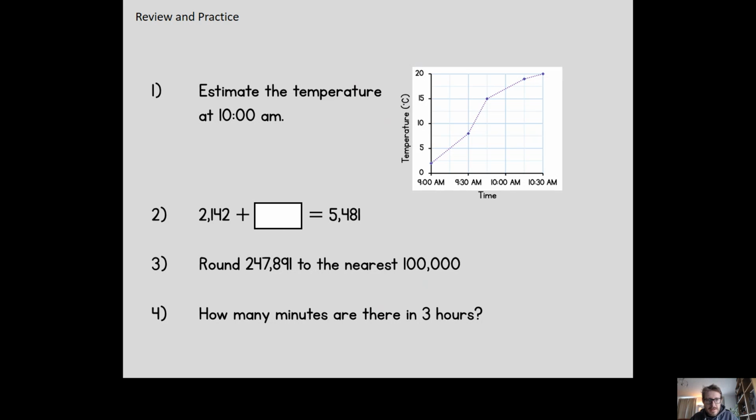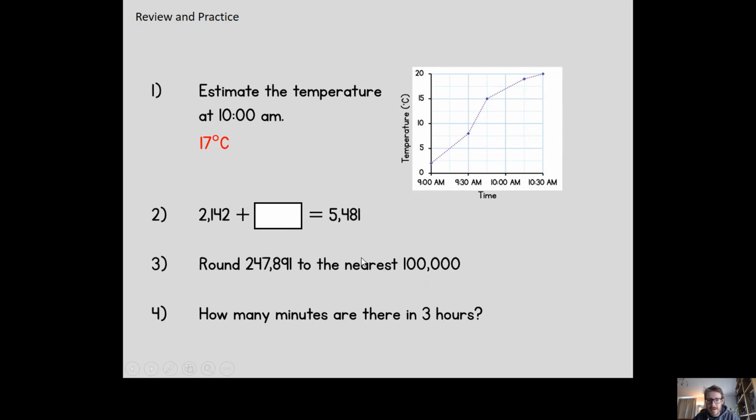Okay, so number 1, estimate the temperature at 10 AM. So we're looking at the line graph, find 10 AM, and then estimate where it is on the line graph, reading then across the y-axis. So something around 17 degrees. If you put something around that, then I'm sure it'll be fine.